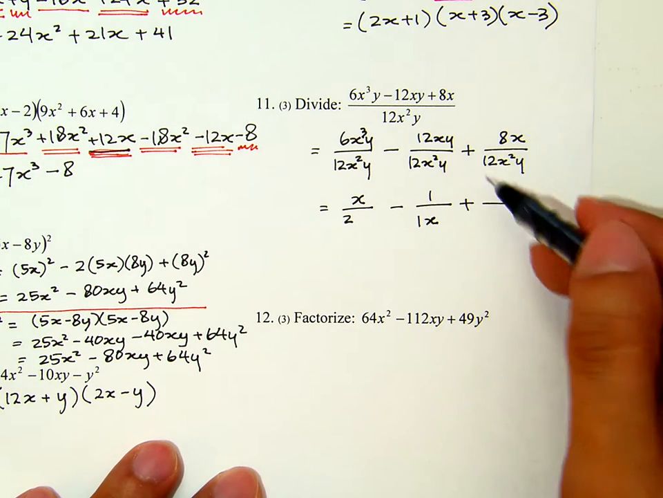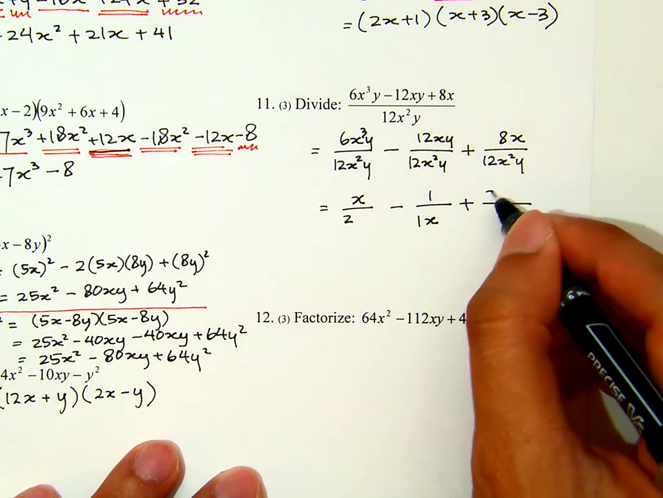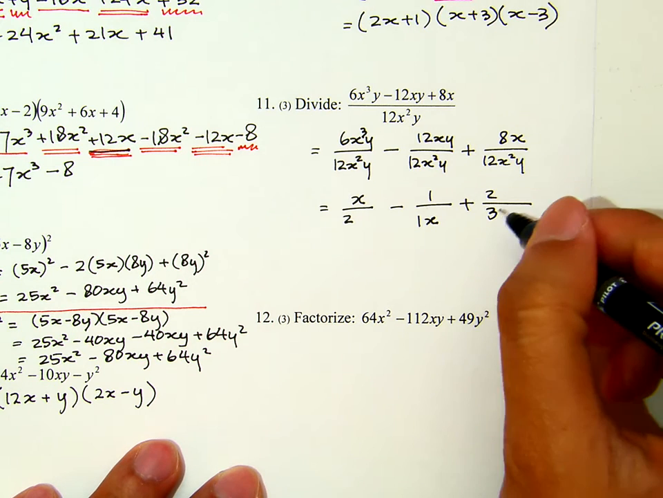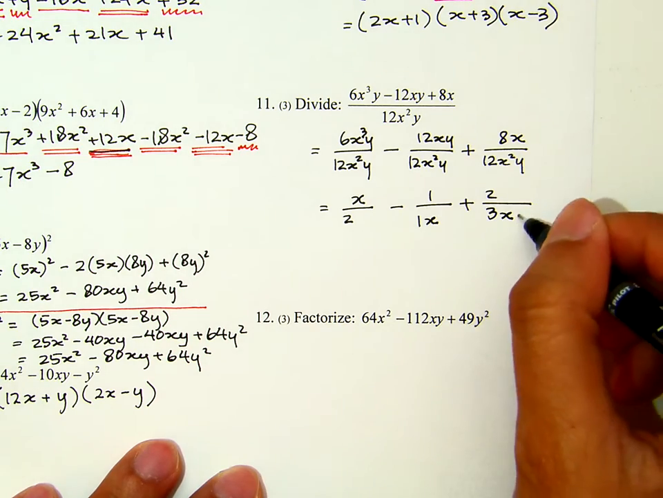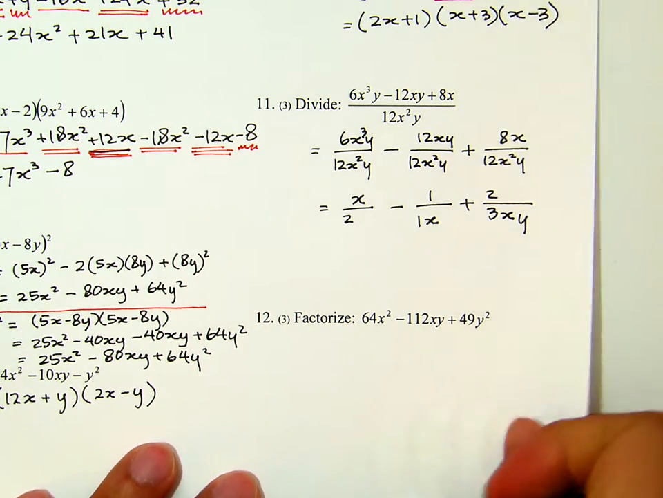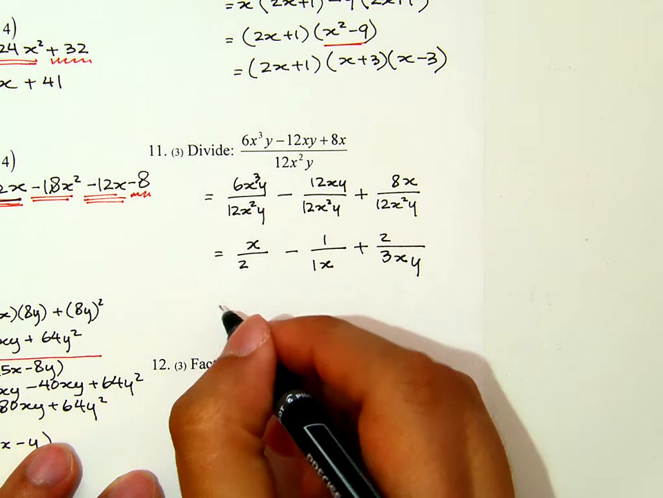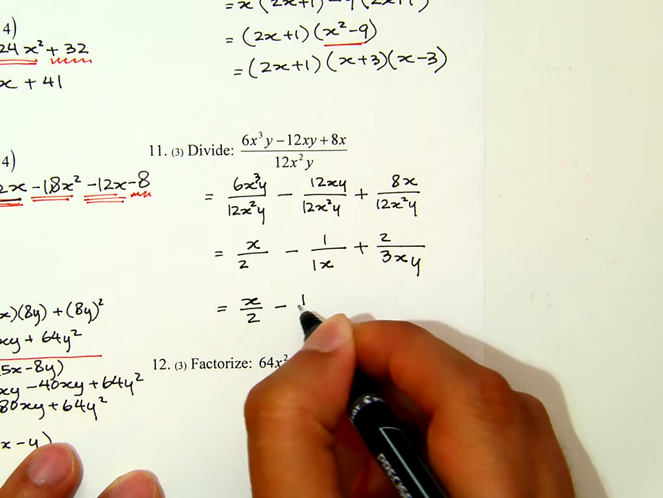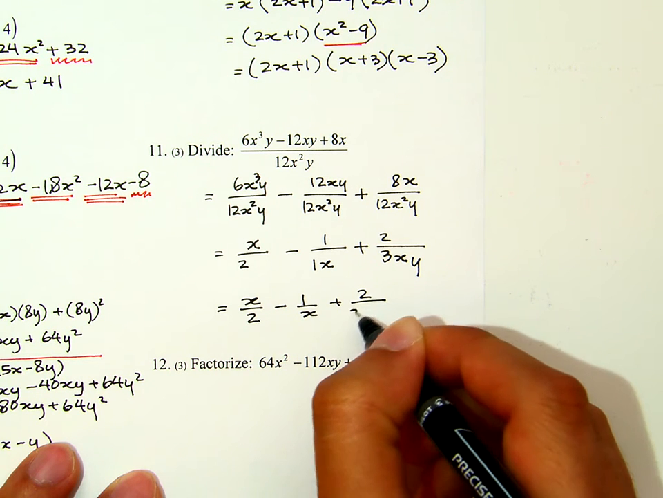The third term here, 8 and 12 simplified to be 2 over 3. X and x squared, you have x left at the bottom, and y, I just copied that down. Okay, now let me make it look nicer. X over 2 minus 1 over x plus 2 over 3xy.